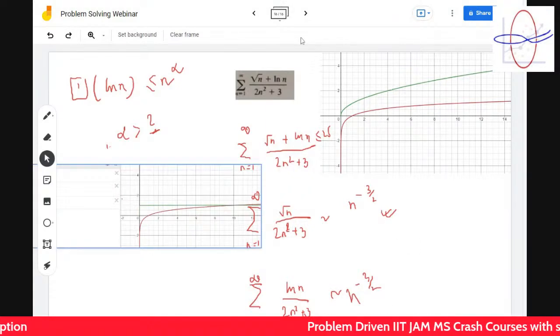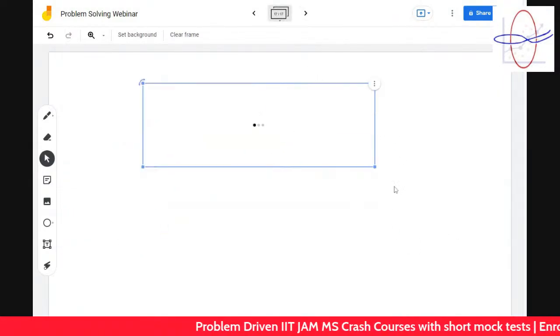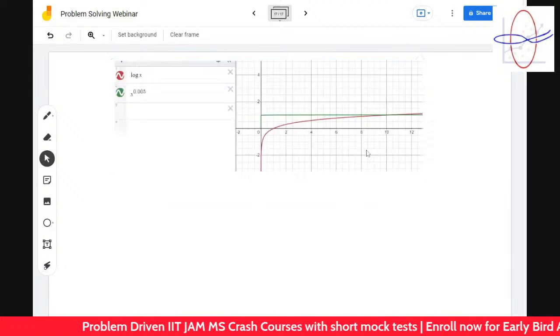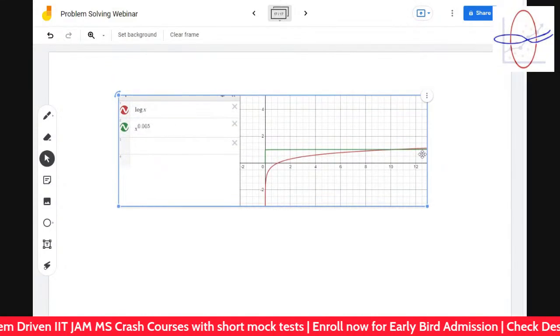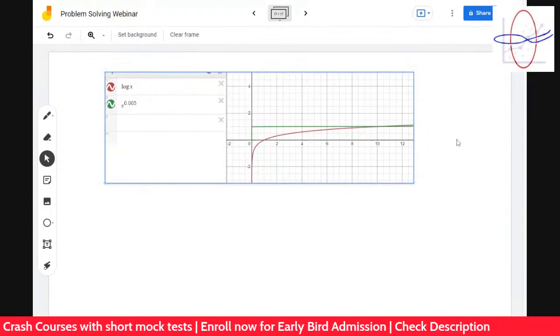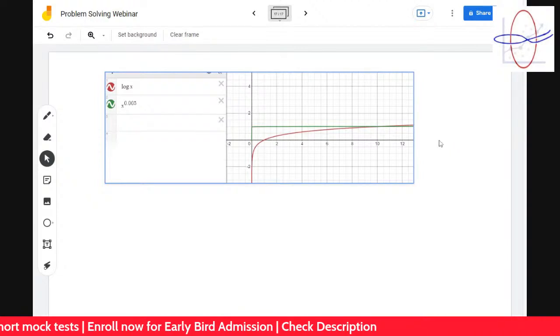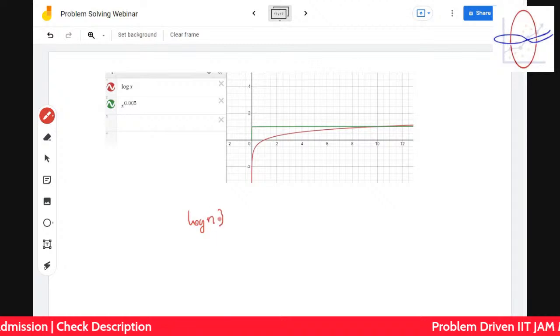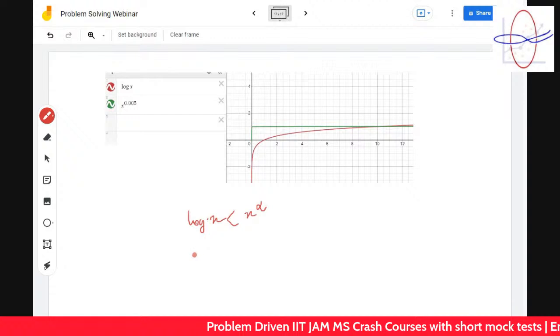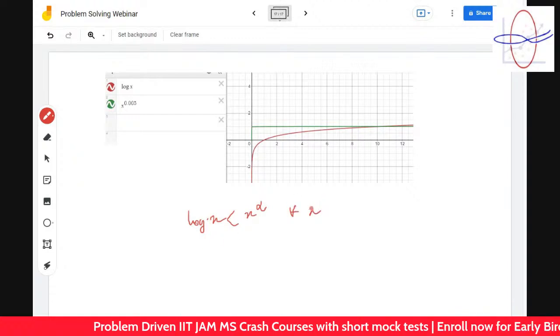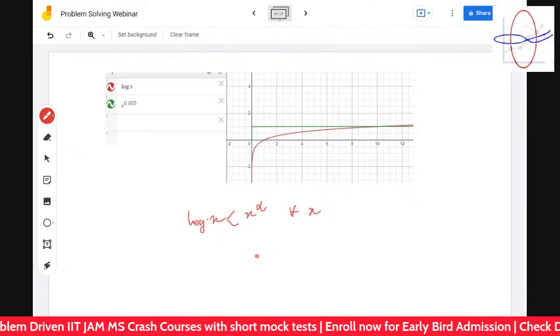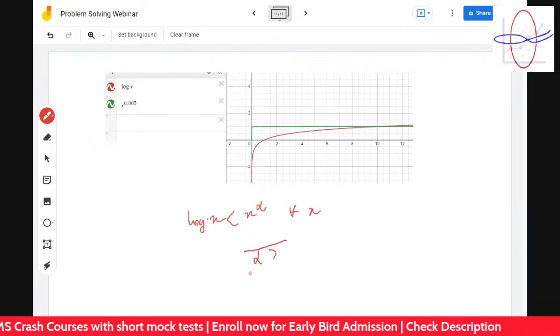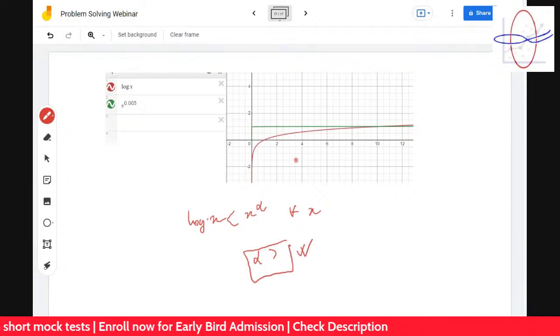For alpha equal to 0.005, it's coming that the green is coming under that. So there is something going on. So therefore, log x is less than or equal to x to the power alpha for all x. Which is that alpha? For alpha greater than something. What is that sweet spot of alpha? Okay, alpha greater than 2.